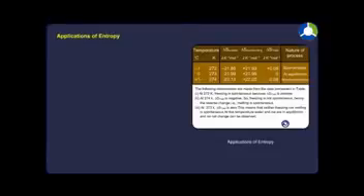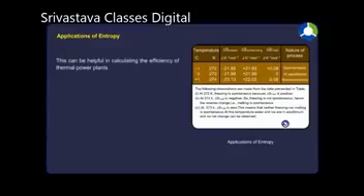Applications of entropy. This can be helpful in calculating the efficiency of thermal power plants.